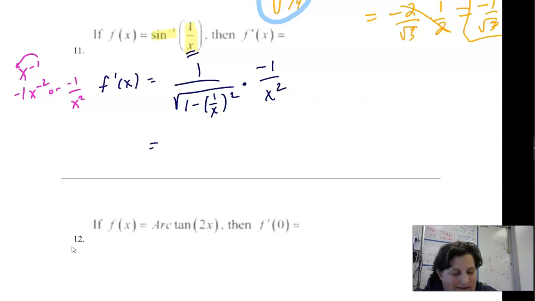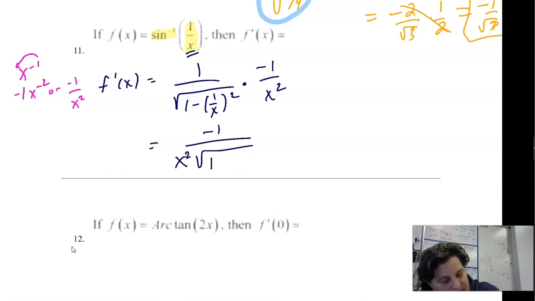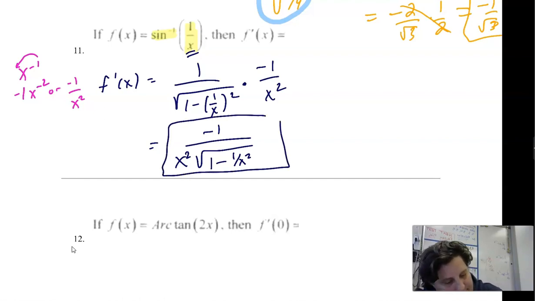So, how would I simplify this? I would probably put negative 1 on the top, x squared, and then 1 minus, and then if I square that, 1 over x squared. You could maybe simplify more, but I think that that's probably good. I think that's where we'll go ahead and leave that one.